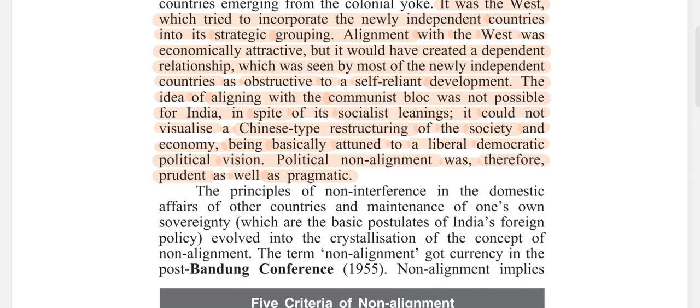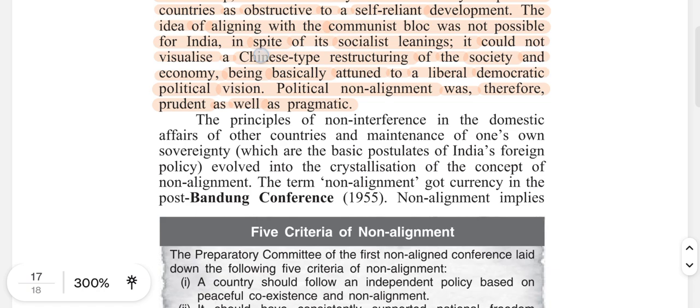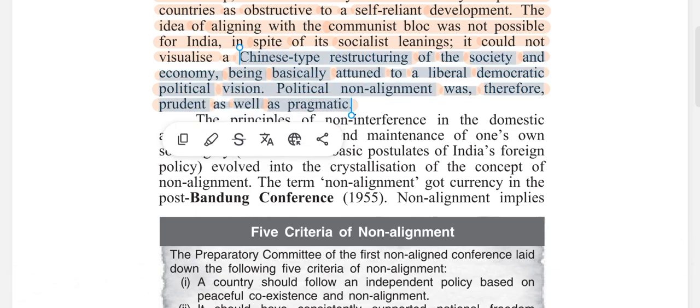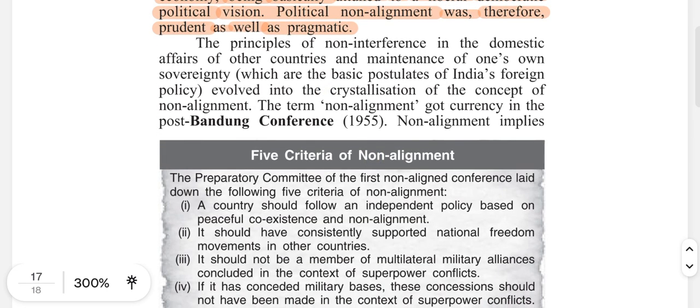The idea of aligning with the communist bloc was not possible for India, in spite of its socialist leanings. It could not visualize a Chinese-type restructuring of the society and economy, being basically attuned to a liberal democratic political vision. Political non-alignment was, therefore, prudent as well as pragmatic. The principles of non-interference in the domestic affairs of other countries and maintenance of one's own sovereignty, which are the basic postulates of India's foreign policy, evolved into the crystallization of the concept of non-alignment.